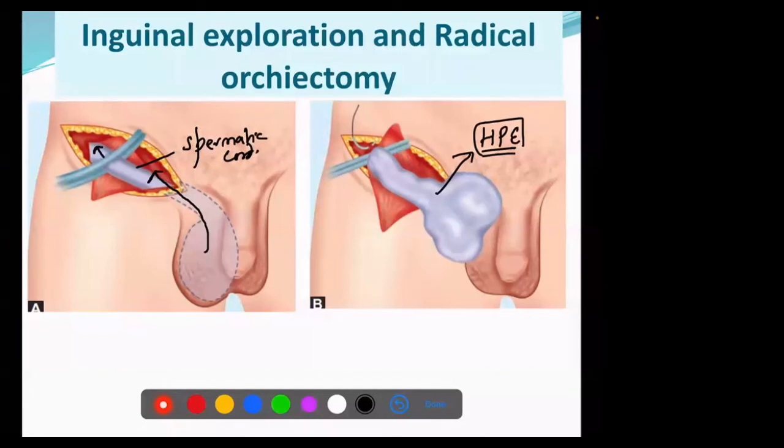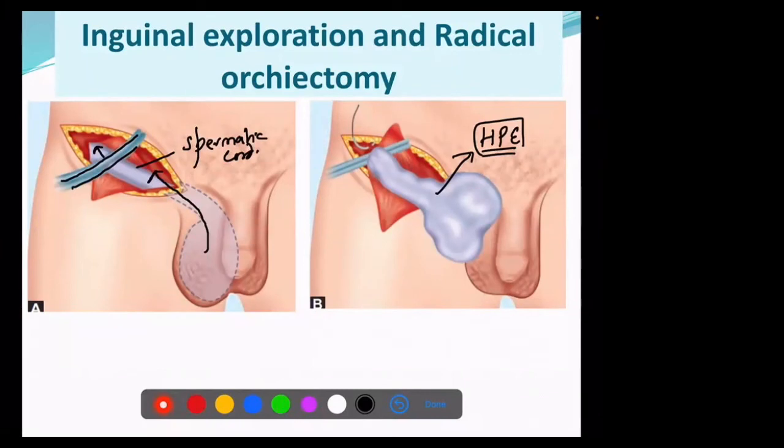If you are in doubt and want to confirm before removing, then we have a technique known as Chevassu's technique. Here, at the beginning, we do the same. We open the inguinal canal, identify the spermatic cord, and apply the clamp. Up to that, it is okay. You remove the testis from the inguinal region, it's okay.